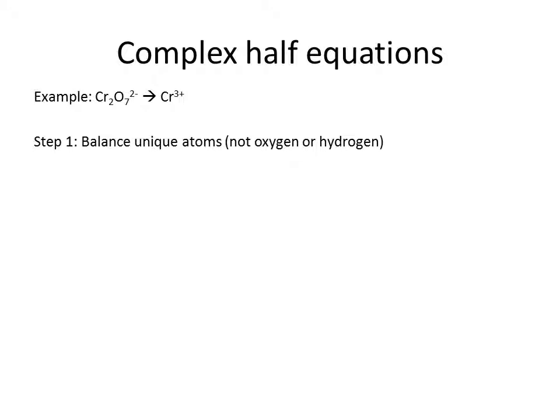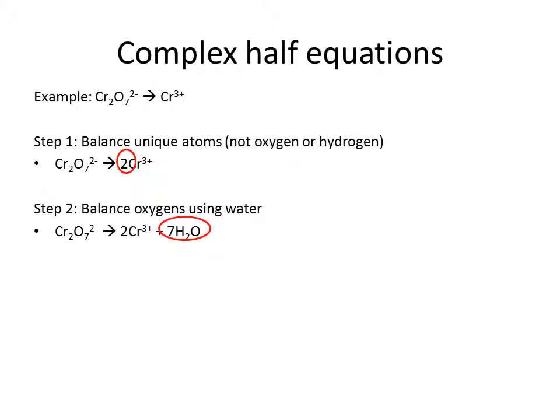The first thing we need to do is to balance all the atoms except oxygen and hydrogen. In this case we've got 2 chromiums on the left, so we need to have 2 chromiums on the right. The second step is to balance the oxygens by using water. Most of these reactions occur in aqueous solutions, so obviously there is going to be some water present. So since we've got 7 oxygens in the dichromate ion, we need to balance it by adding 7 waters.